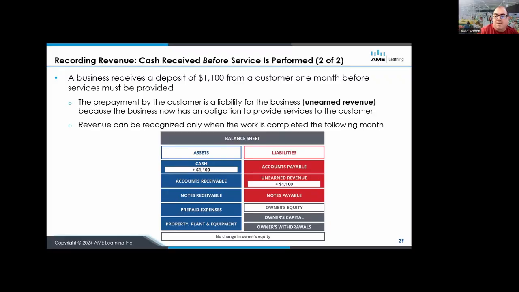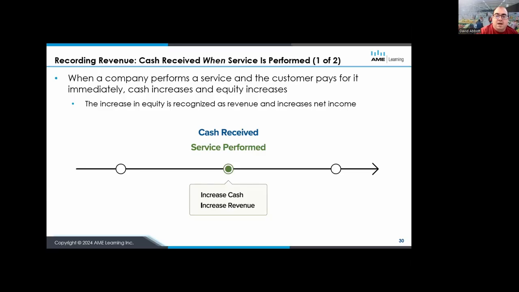The prepayment by the customer is a liability for the business, it's unearned revenue, because the business now has the obligation to provide the services to the customer. Revenue can only be recognized when the work is completed the following month. So we see that we have an addition to cash for $1,100 and we have an addition to liability for $1,100. And then notice that our accounting equation, assets equal liabilities plus owner's equity, stays in balance.